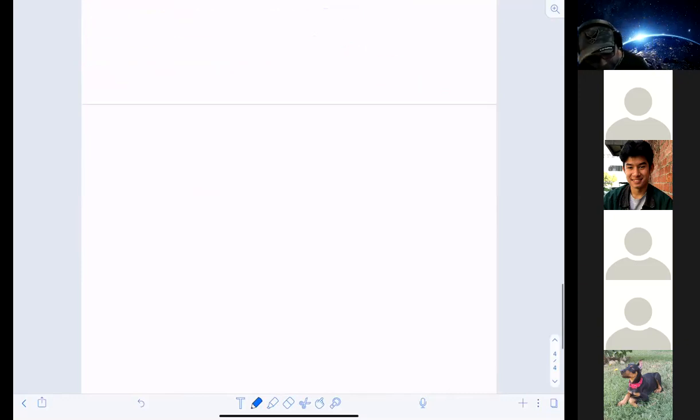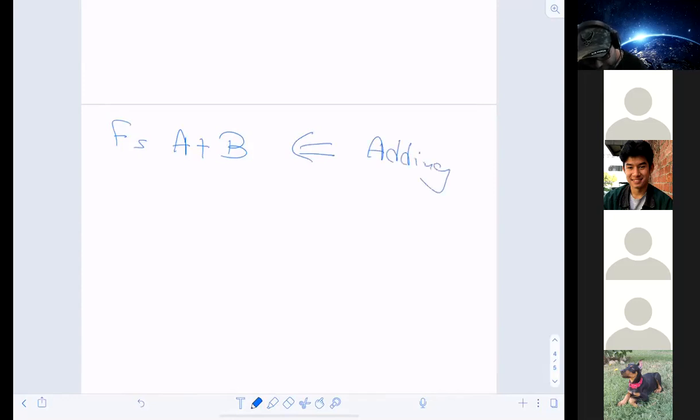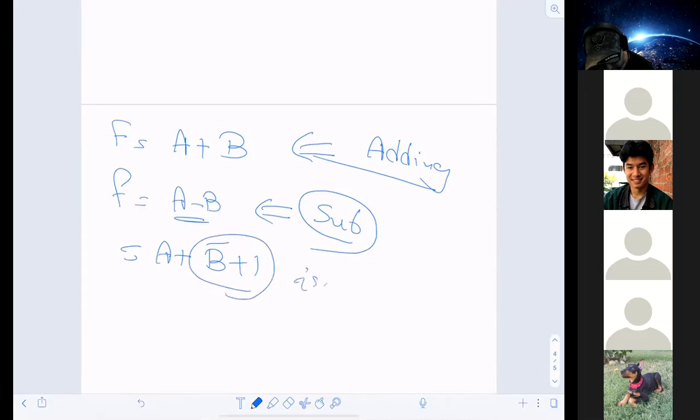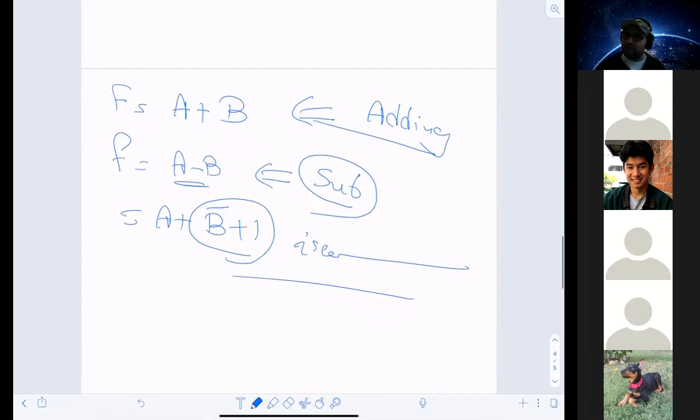So you use basically a full adder. F is A plus B, and this is adding, right? Two's complement. F is A subtracted from B, which is subtracting, right? This one is basically A plus B complement plus one. This is 2's complement, right? So in that case, you need to use a full adder. Why full adder? I will show you.